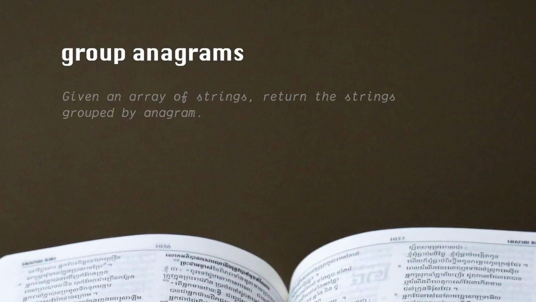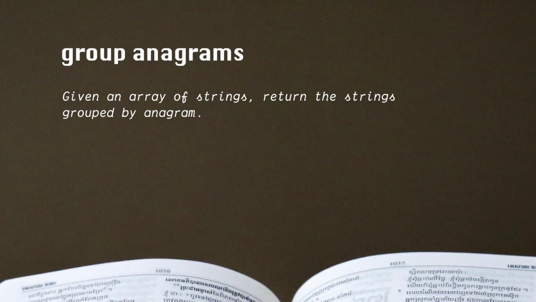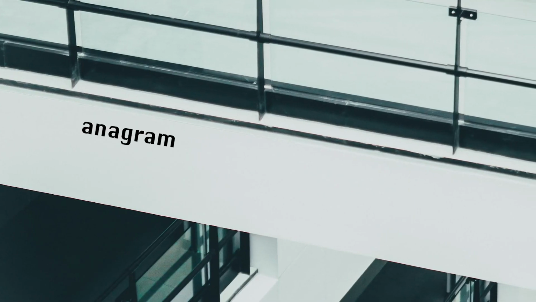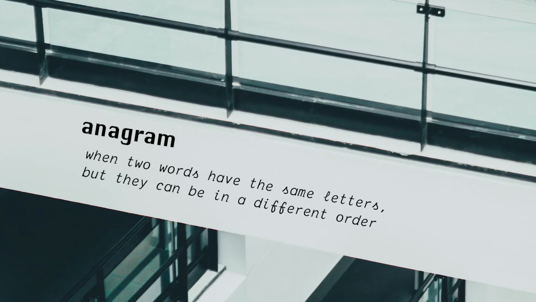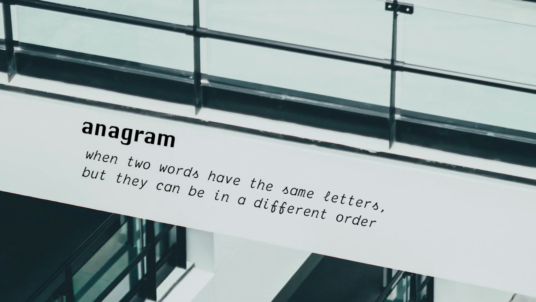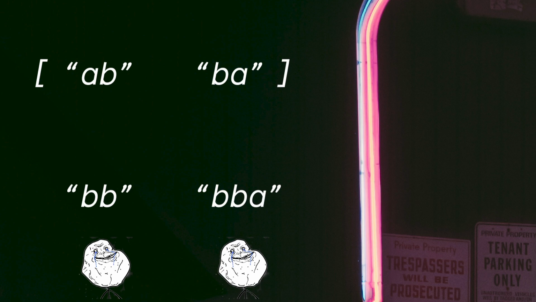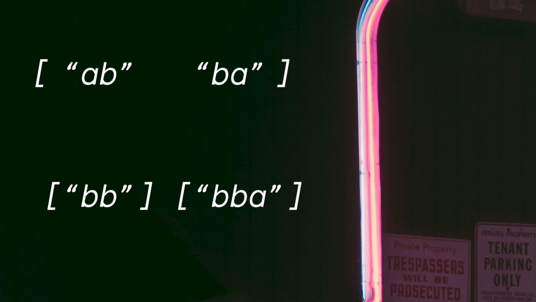Let's define the problem. Given an array of strings, return the strings grouped by anagram. The definition of an anagram is when two words have the same letters, but they can be in a different order. So let's look at a few string examples. Of these four, AB and BA have the same letters, so we would group them together as anagrams. The other two are not anagrams, so we would return them in their own distinct groups.